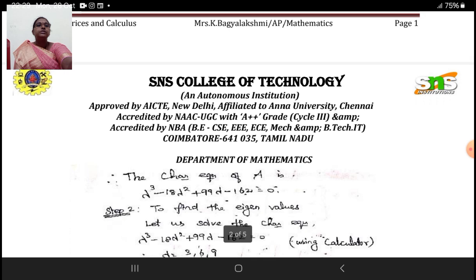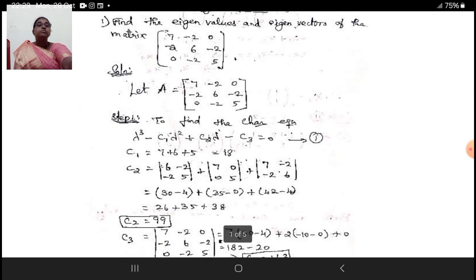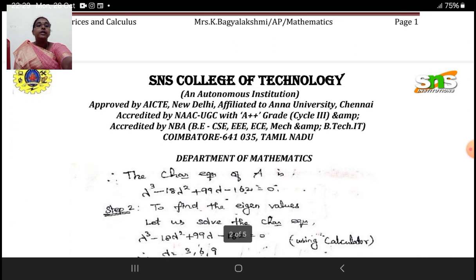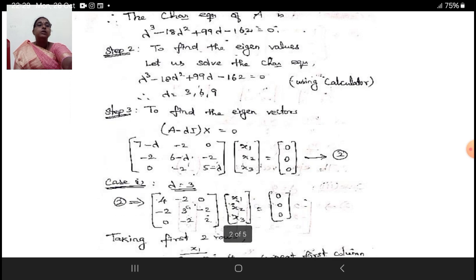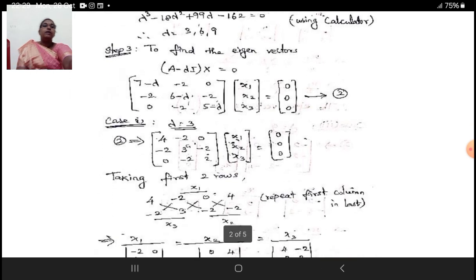We discussed some matrices and symmetric matrix with non-repeated eigenvalues. Here we derived one characteristic equation from this matrix. From that characteristic equation, we got lambda equal to 3, 6, 9 at last. So I am continuing after this.